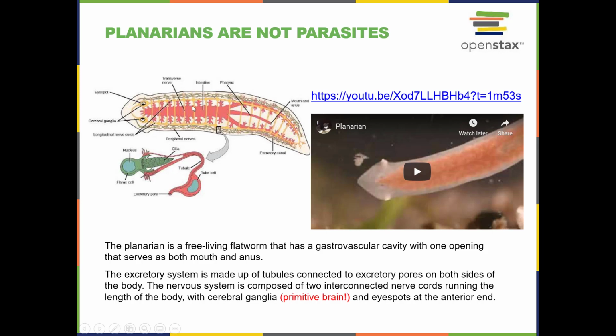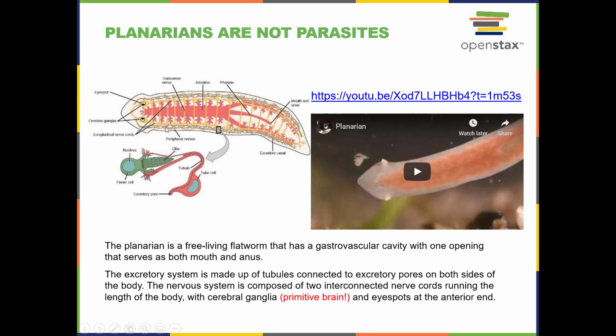Remember that the lining of the gastrovascular cavity, which derives from endoderm tissue in the embryo, will secrete enzymes into the space. The macromolecules will be broken down into monomers. The monomers will be absorbed into the body. And any waste, which means anything that cannot be broken down, will come back out through the mouth. So the same opening, which is the mouth, is also the anus.